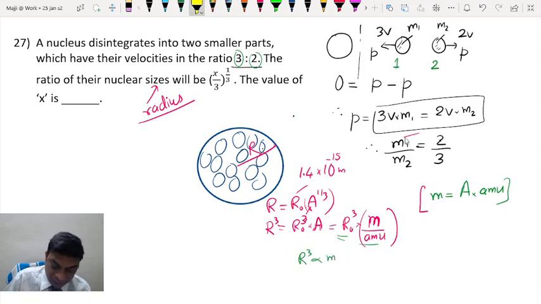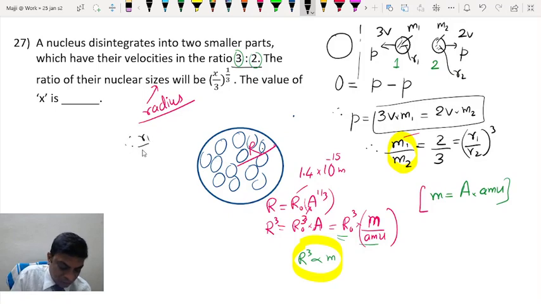So that means this ratio m1 by m2 can be replaced by r1 cube by r2 cube. I hope you are getting my point. If I take this radius as r1 and here the radius as r2, I can write this as r1 by r2 whole cube. So the required ratio is r1 by r2, which is the cube root of 2 by 3. You have to extract the cube root on both sides. So the correct answer is x is equal to 2.